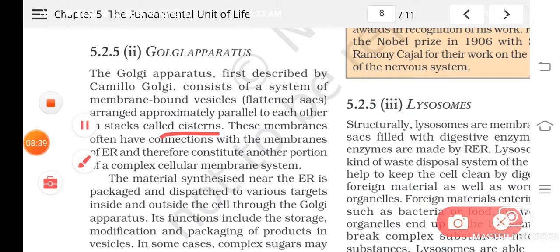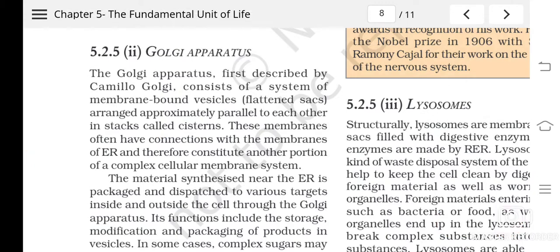Okay, when these flattened sacs of the Golgi apparatus are arranged parallel to each other, they form the cisterns. And they are actually connected with the endoplasmic reticulum, and they form a part of the cellular membranous system. They are made up of membranes, I told you. So along with ER, they also form part of the cellular membrane system.